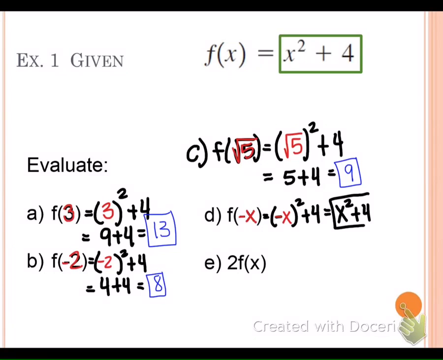Do I need to factor this? No. There's nothing for us to factor out. We don't have to solve anything. I'm not asking you to solve. Give me the factors of x squared plus 4.